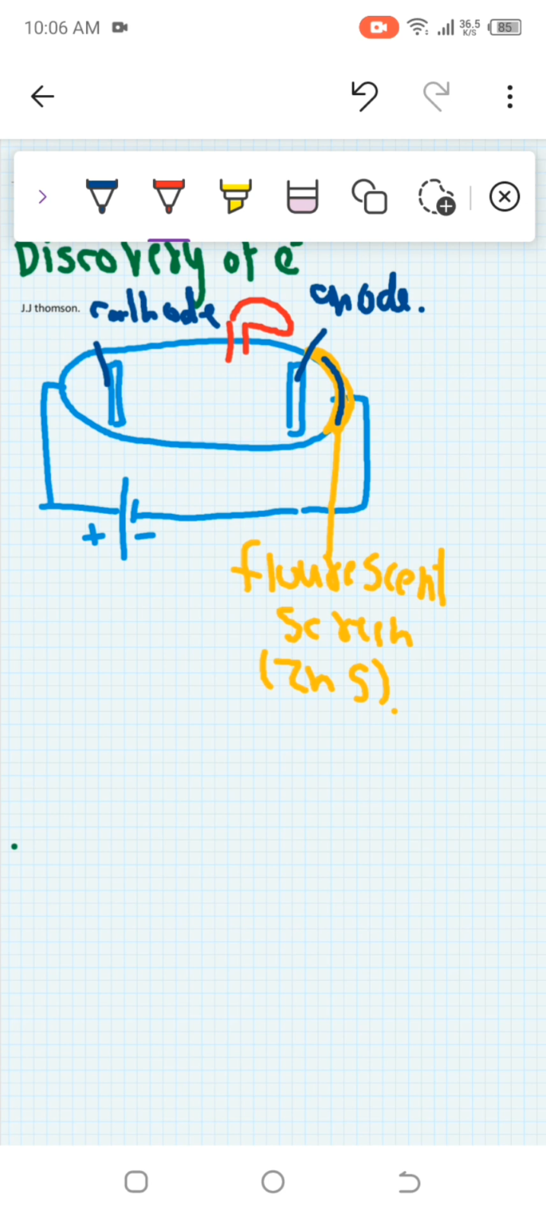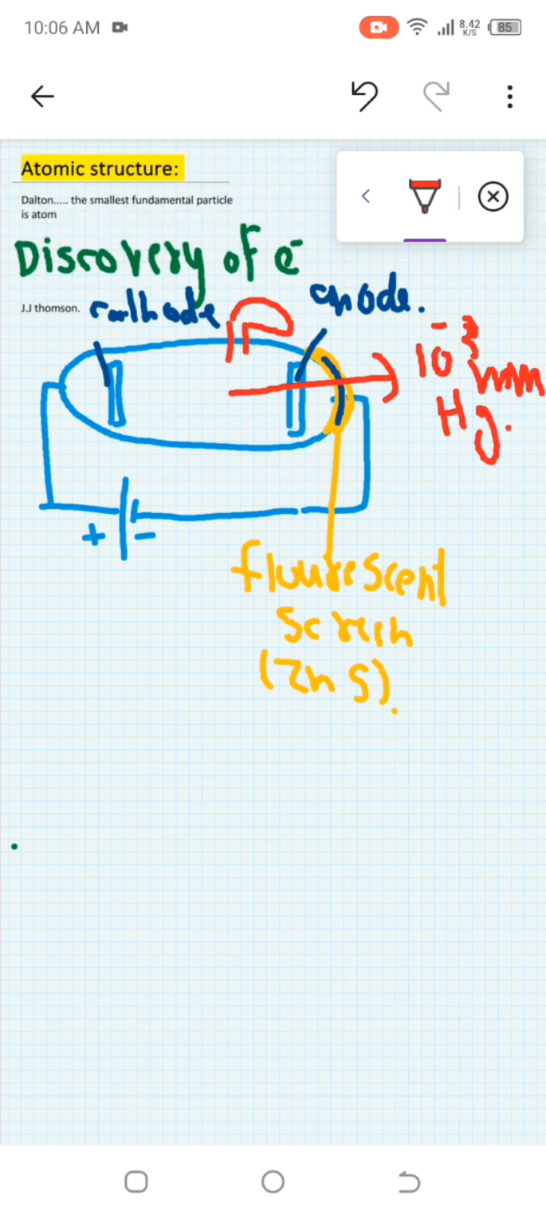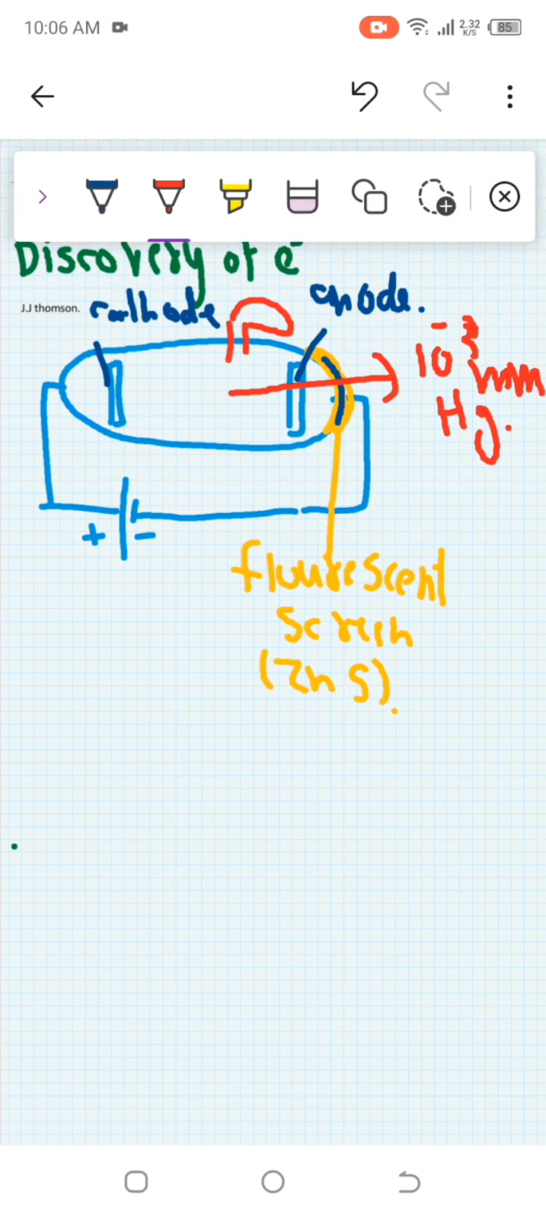It took out all the pressure. At least low pressure was remaining, that was 10 raised to power minus 3 millimeter of Hg. There was low pressure. What did he see? These are the properties which he identified through this model.